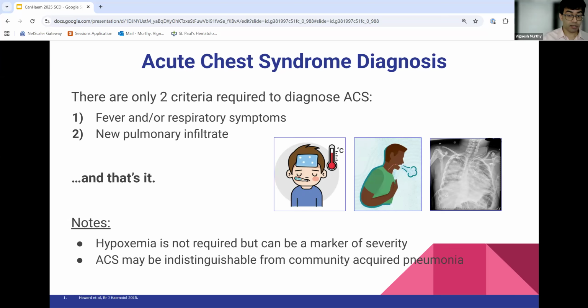And ACS may be indistinguishable from community-acquired pneumonia. So when we hear that, oh, we think your patient has pneumonia, we worry, oh no, we think they have acute chest syndrome. Because functionally, you really cannot distinguish between these entities. And it's always acute chest syndrome until proven otherwise.